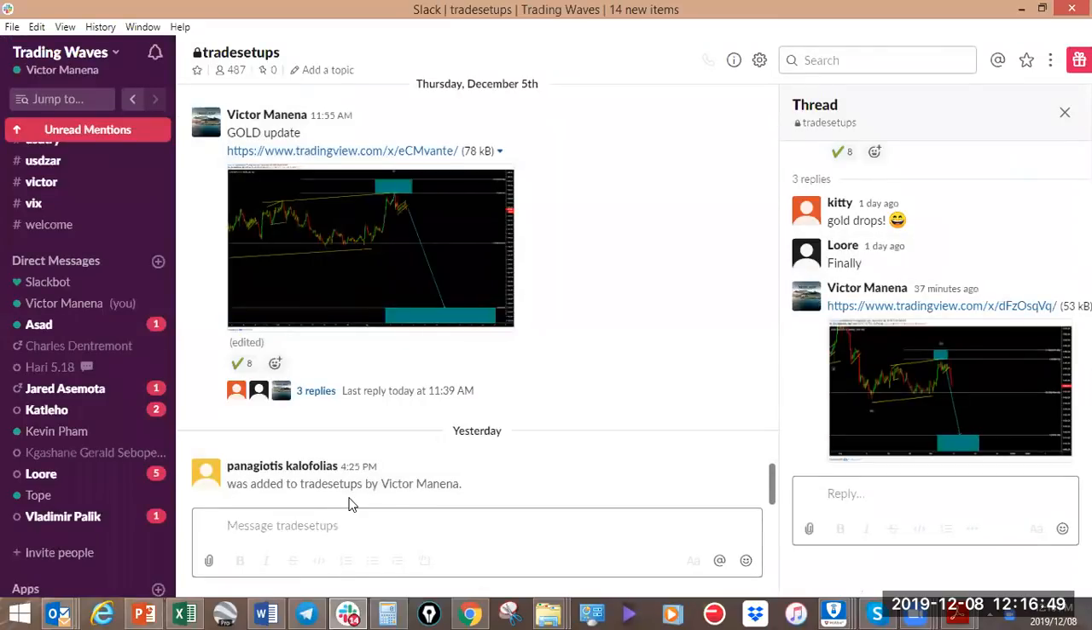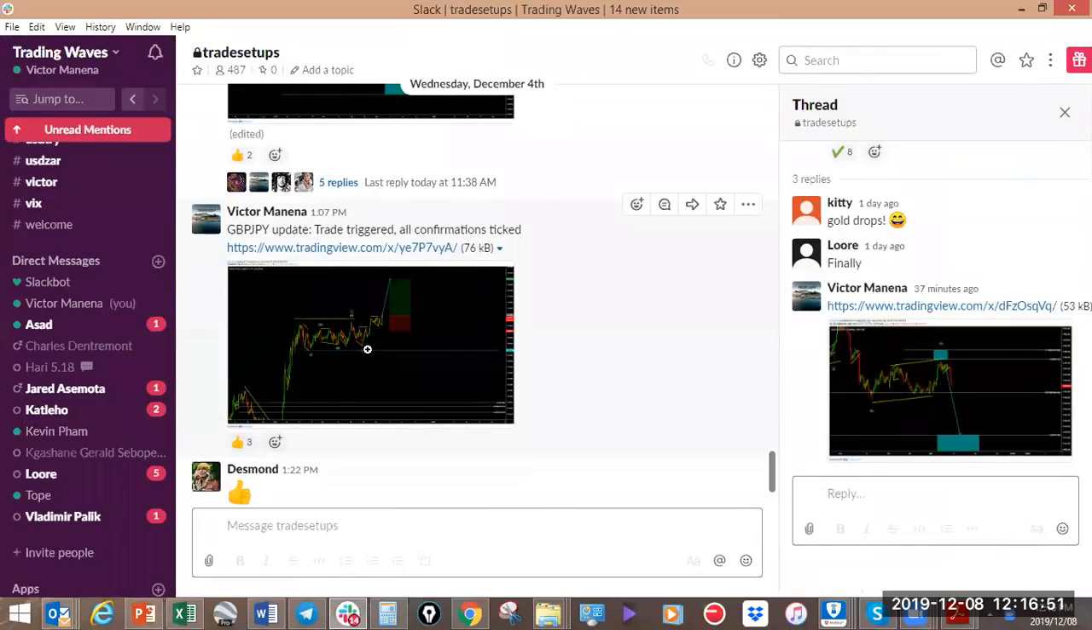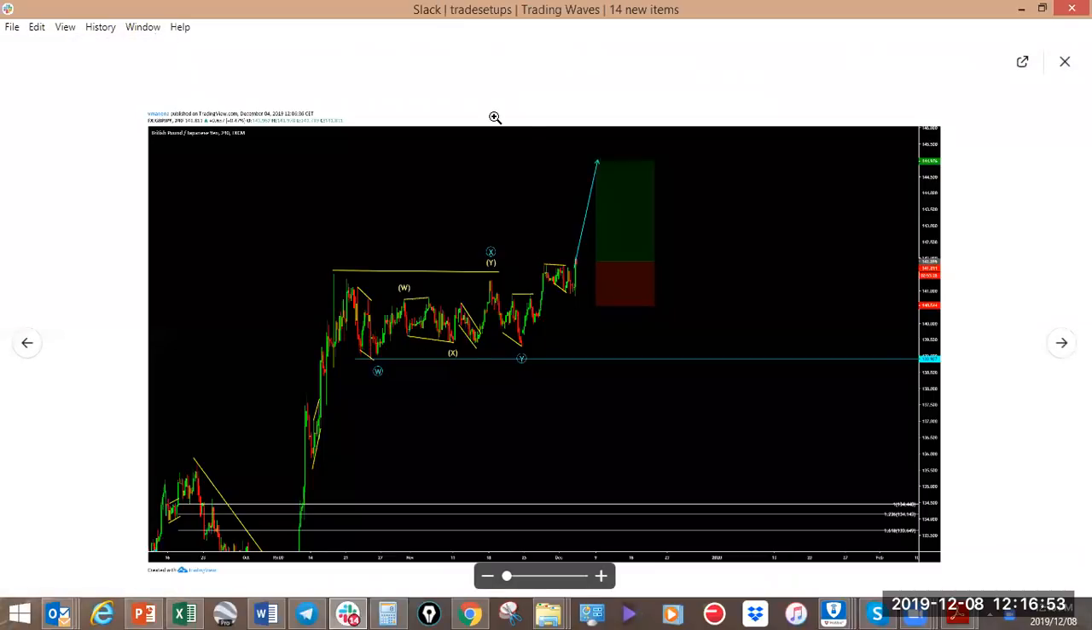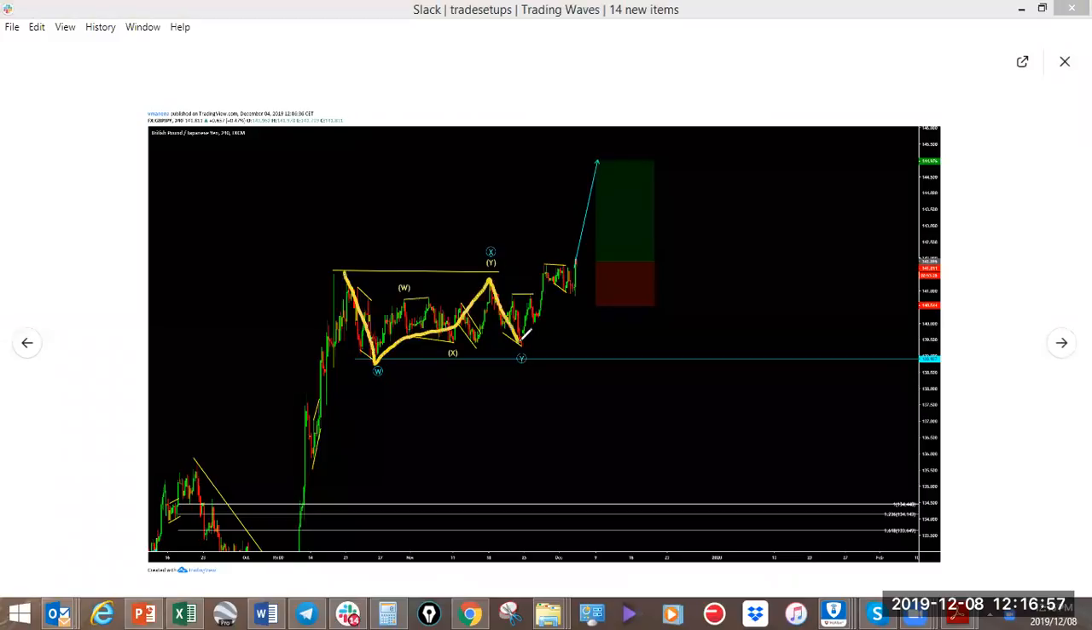Okay, so let me run through all of them. Now, the next one was pound yen. Pound yen also, as I've said, we've got a specific strategy, how this works. We started looking at the pound when it was still here, expecting it to push higher from here. But we got this move to the downside. We got this one to make a double correction.